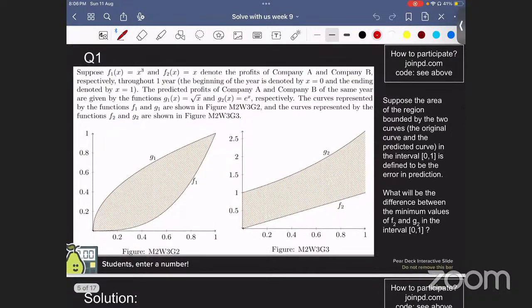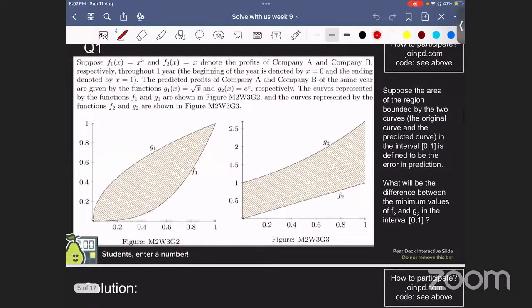The next part is the predicted profit for company A and B of the same year, given by the functions g1(x) equals root x and g2(x) equals e to the power x, the exponential function, respectively. So for the F1 function, where the profit for company A was x cube, the predicted profit for the same company is root x. Similarly, for company B, the profit F2 is y equals x, but the expected one is e to the power x. The curves are represented in the figure given to you.